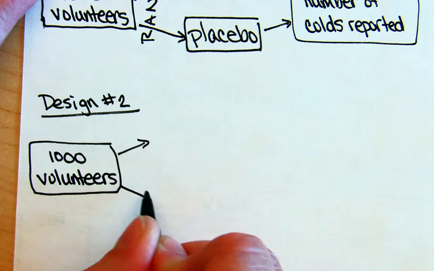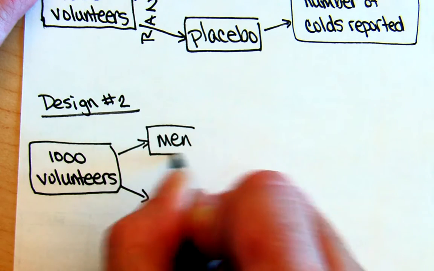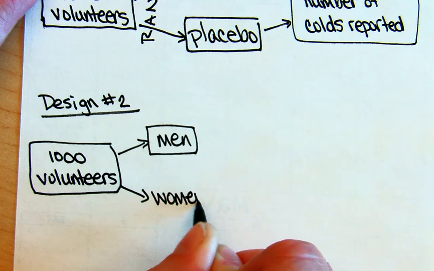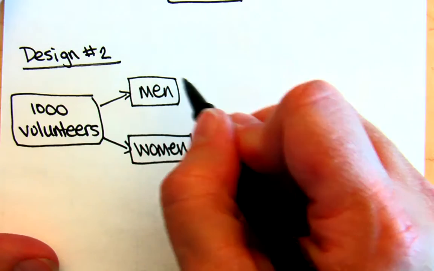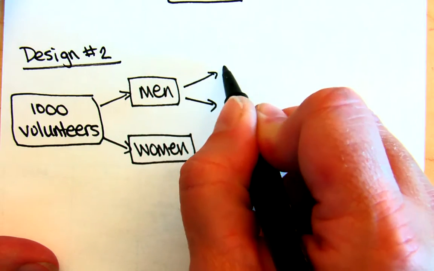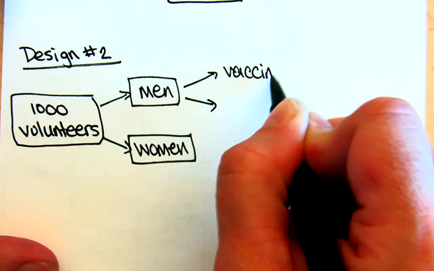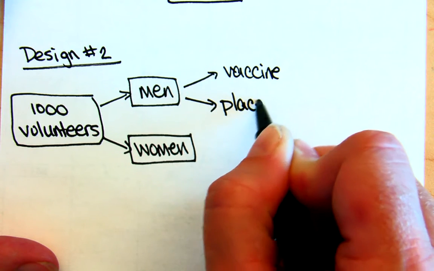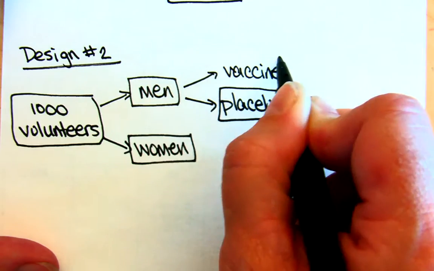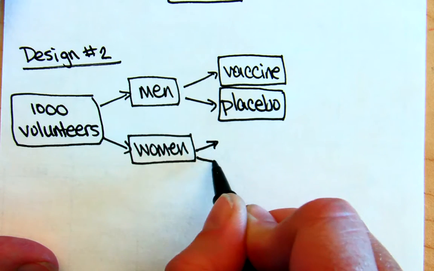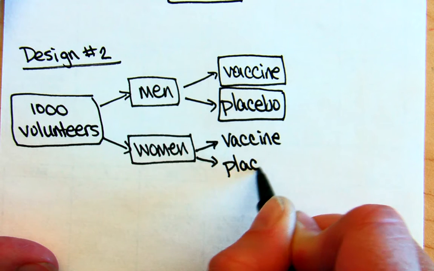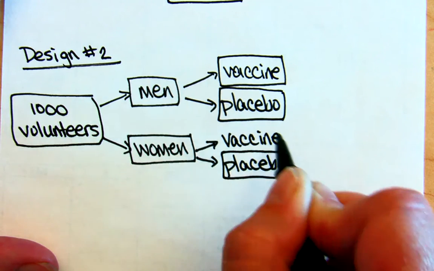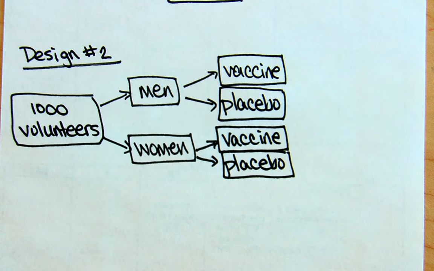going to separate them into men and women. And then within each of those blocks, they're going to get each treatment. Within each block, we compare.